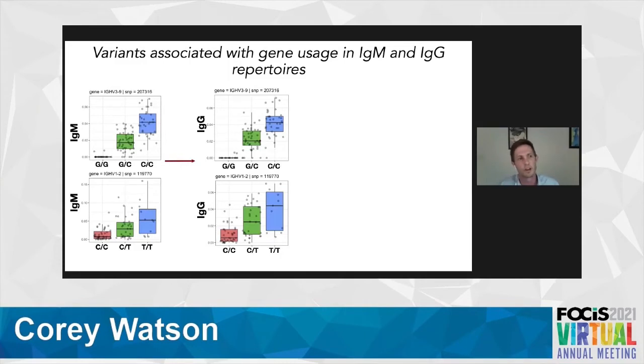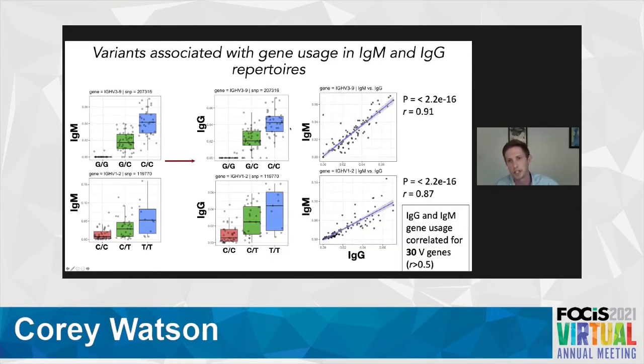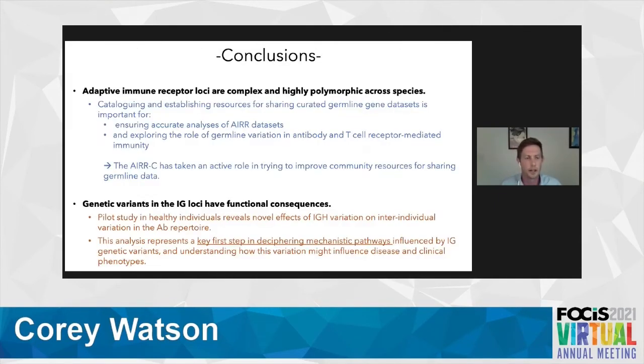I'll leave you with one final point, which is that the data I just showed you is from IgM, but we see that many of these patterns carry through into the IgG compartment as well. This is an example of two genes where you can take SNPs that are associated with usage in IgM, and you can see that the effect is also there in IgG. Indeed, when you look at the correlations of this usage between the IgM and the IgG repertoire, they're highly correlated. This is effectively true for at least about 30 genes in this data set. With that, I'll conclude.